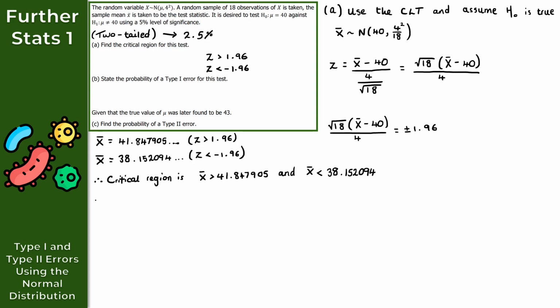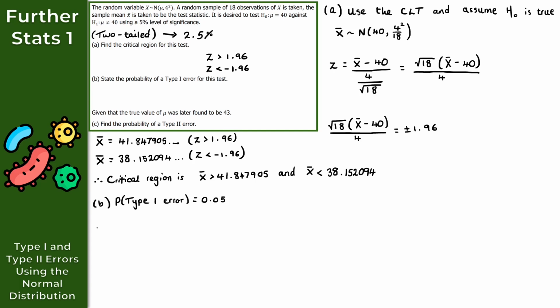Now for part B, it says state the probability of a type 1 error for this test. Don't forget, for a normal distribution, which is a continuous distribution, the probability of a type 1 error is simply equal to the level of significance. In this case, 5%. So the probability of a type 1 error is simply equal to the significance level, which in this case is 0.05. Nice and easy for part B.